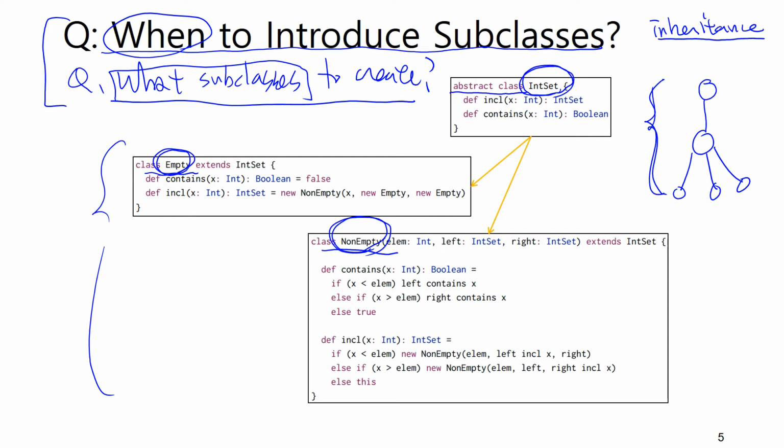What is the principle? We should be able to answer this question ourselves. What kind of principle, guideline, or rationale do you employ when you decide to create the subclasses? This is a critical question to answer in object-oriented programming.